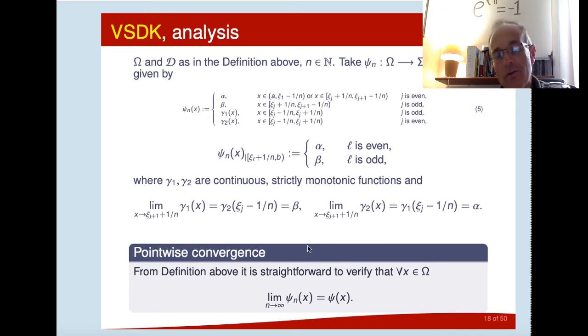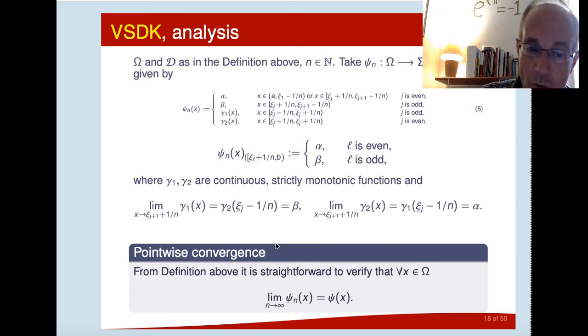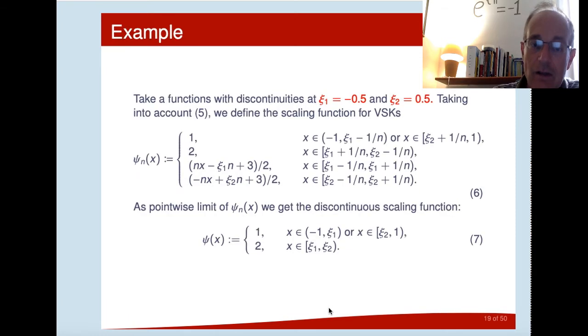And so, from the point-wise convergence point of view, we have that this series of scaling functions converges to the scaling function psi of x, which is now defined using this limit process.